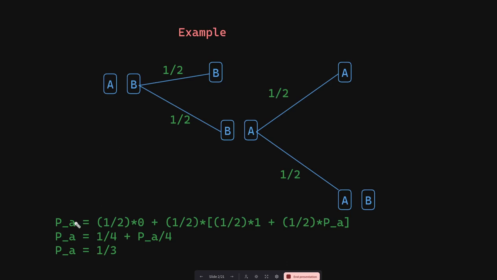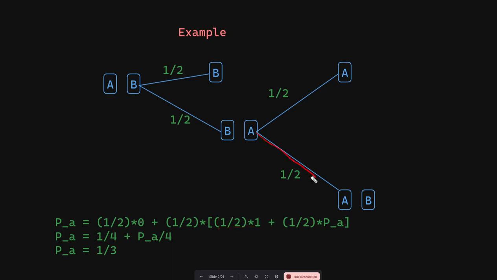So for example, if you go this route, then the probability of A being the winner is 0, because A has been eliminated from the game. So the probability of A would be half into 0 for this route, and for this route it would be half into whatever follows. In this area, A will definitely be the winner, so that is why half into 1.